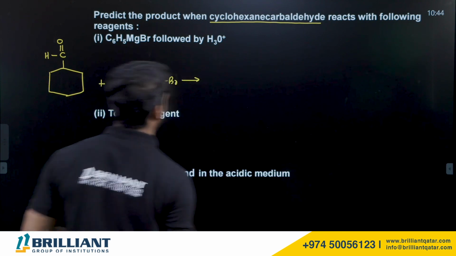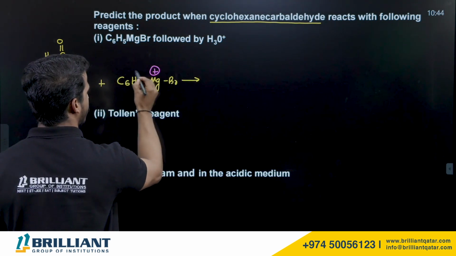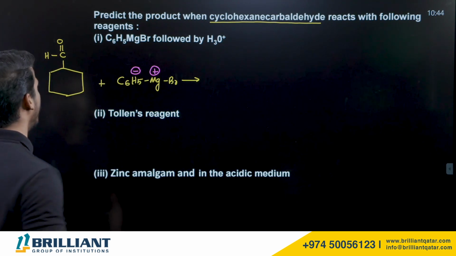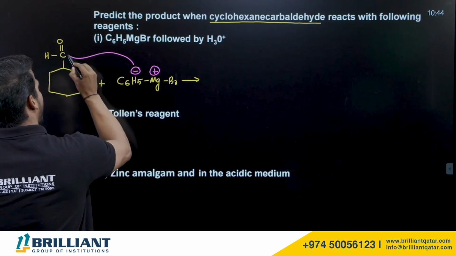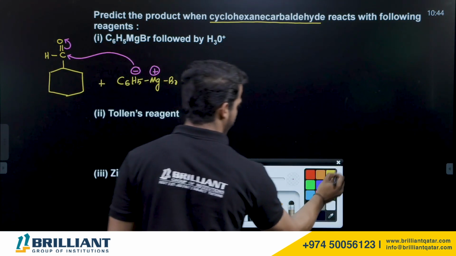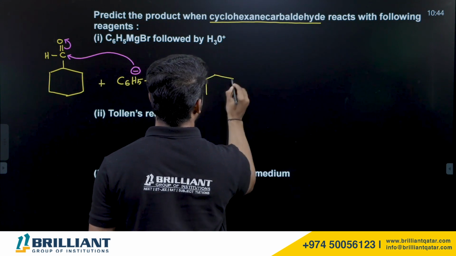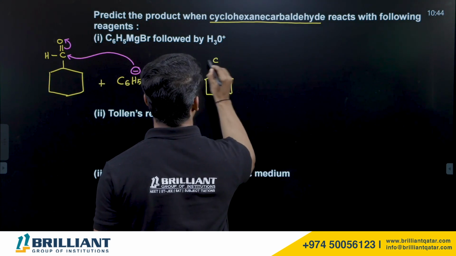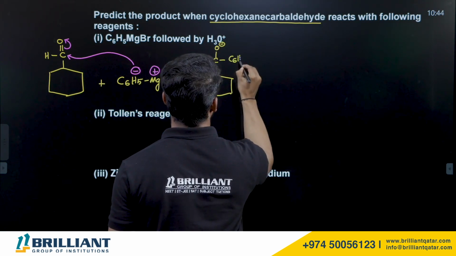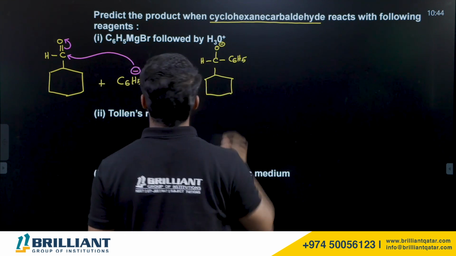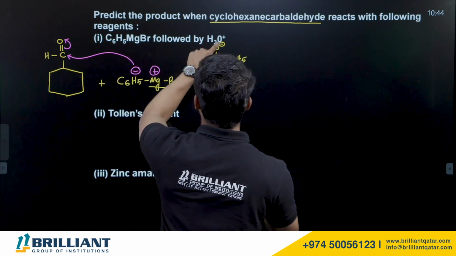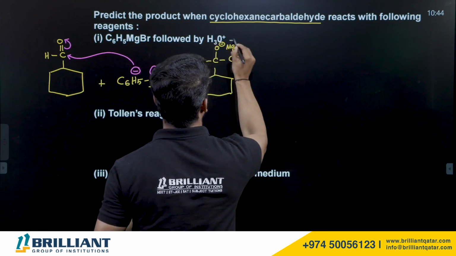You know what happens when a Grignard reagent, here magnesium positive, and the alkyl or aromatic part is the negative one? This negative nucleophile will attack this carbon and this O becomes O minus. So let us write the product, dear all. I have cyclohexane, and here we have CH, this O changes to O minus, and the C6H5 phenyl ring attacks. Then where is our MgBr? This Mg plus is the positive part, it will go to the negative part. So you will get Mg plus and Br.